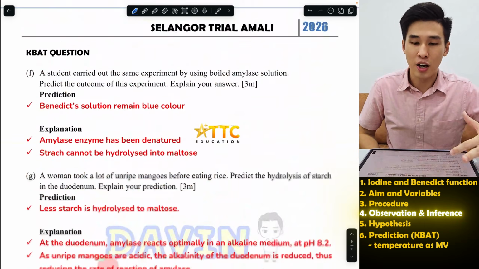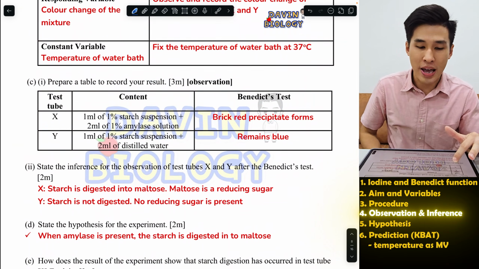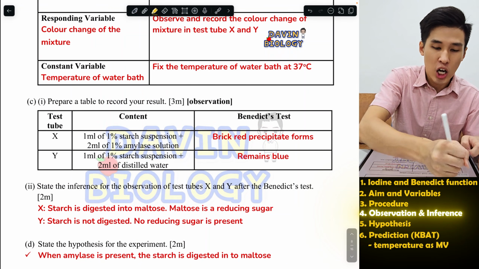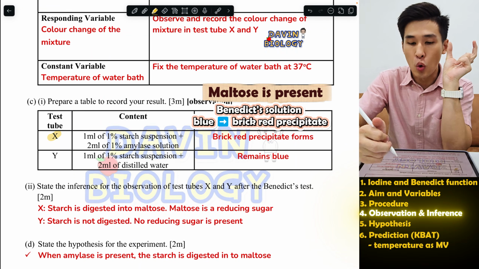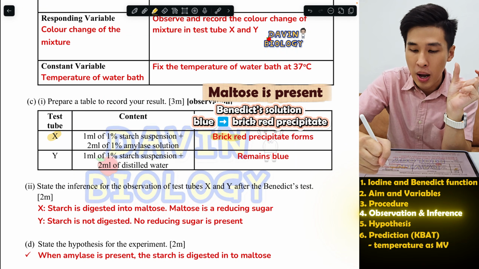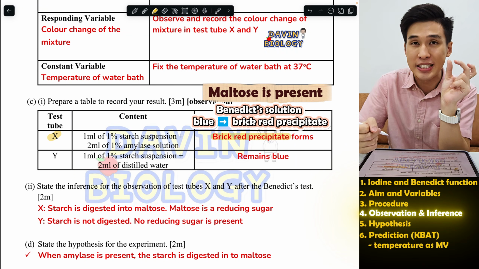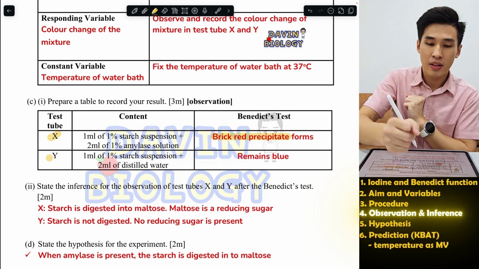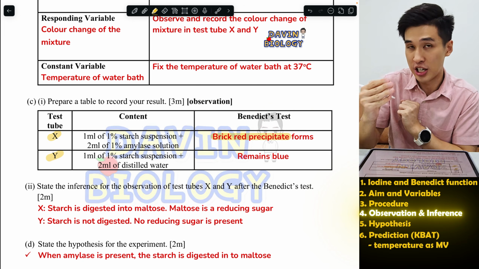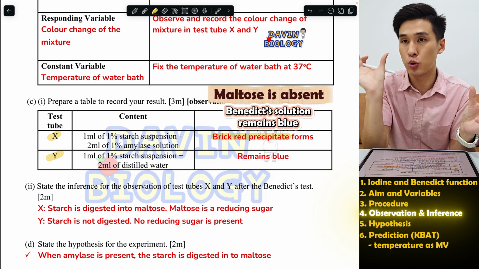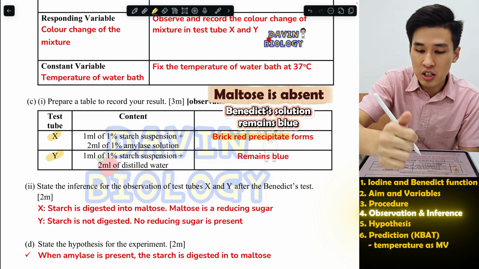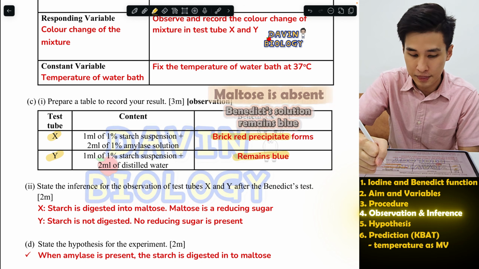For Benedict's test, of course the color change is different. So for Benedict, test tube X has digestion, meaning your starch has become maltose already. So your Benedict will change from blue to brick red precipitate. But for the other one, your starch is not digested. So if there's no starch digestion, there's no maltose, no reducing sugar formed, Benedict solution will remain blue.